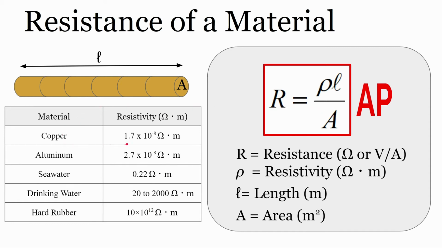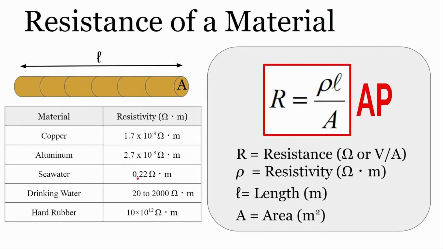For copper wire, it's 1.7 times 10 to the negative 8 ohm meters. And those units just make sure that the units work out to be ohms when you're calculating your resistance. As we go down in this table, the resistivity increases. So a higher resistivity will give a higher resistance for the same length and cross-sectional area. Aluminum is a little bit more resistive for the same amount of material as copper.